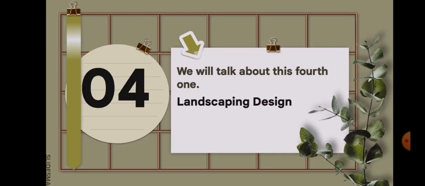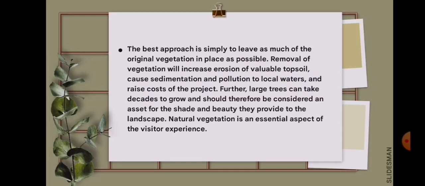Next, we have the landscaping design. In the landscaping design, the best approach is simply to leave as much of the original vegetation in place as possible. Removal of vegetation will increase erosion of valuable topsoil, cause sedimentation and pollution to local waters, and raise the cost of the project. Further, large trees can take decades to grow and should therefore be considered an asset for the shade and beauty they provide to the landscape.